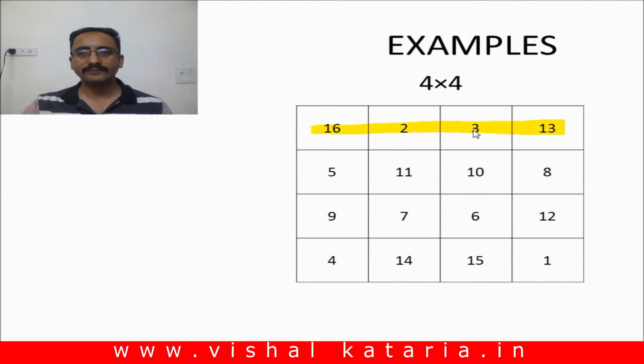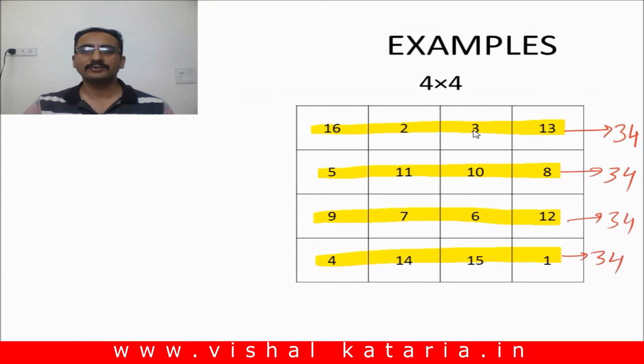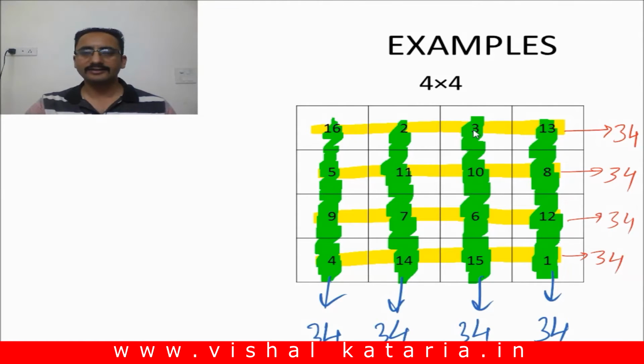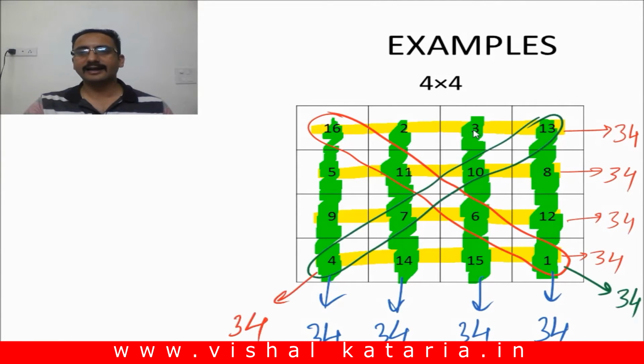numbers is 34 in the first row, and the same in the second row, and the same in the third and fourth row as well. And if you calculate column-wise, you will get the same sum, that is 34. The first diagonal and second diagonal will also give the same sum, 34.